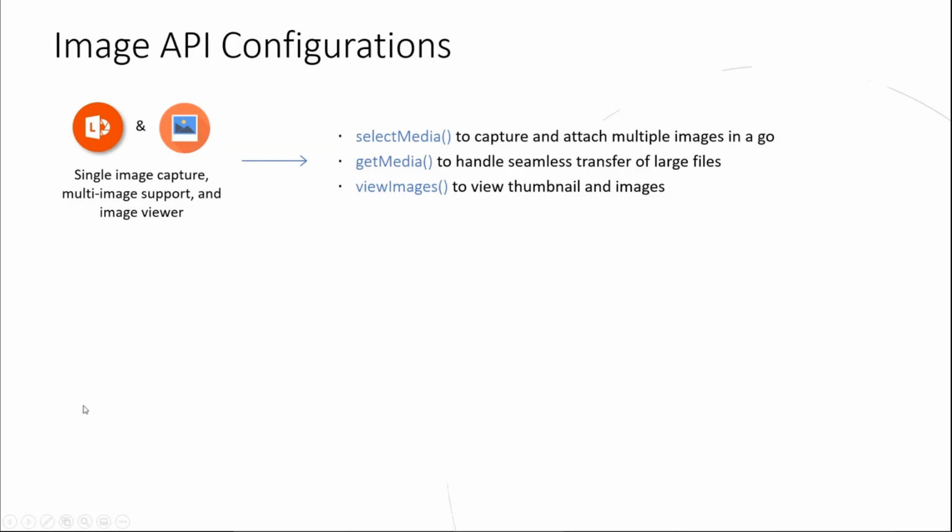The first one is around images, image capture, and we also have another API for providing an image viewer control. Select media is the API that you will need to invoke to let users capture and attach images to the underlying web app.